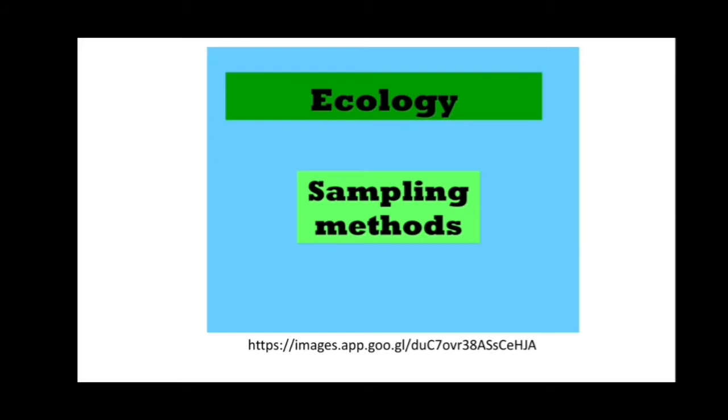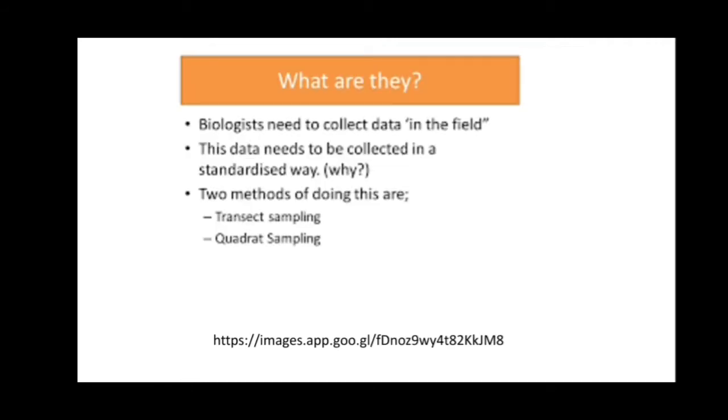The sampling method is nothing but how density is measured, and it depends on the type of organism and its natural abundance and distribution. Now the next slide. Biologists need to collect data in the field. This data needs to be collected in a standardized way. So two methods of doing this are the transect and the quadrat method.